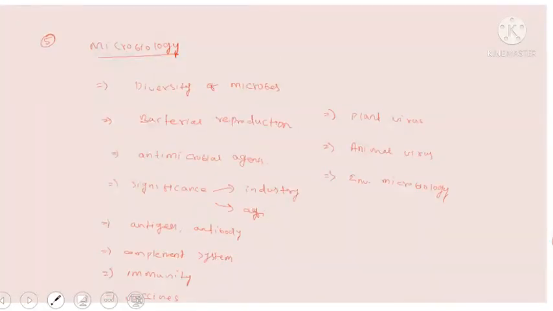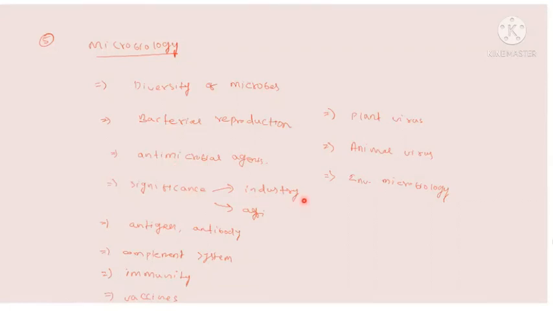Then microbiology. In the microbiology section, you have to study diversity of microbes, bacterial reproduction, antimicrobial agents, and significance of microbiology in industry and agriculture. Then antigen, antibody, complement system, immunity, vaccine, plant virus, animal virus, and environmental microbiology.